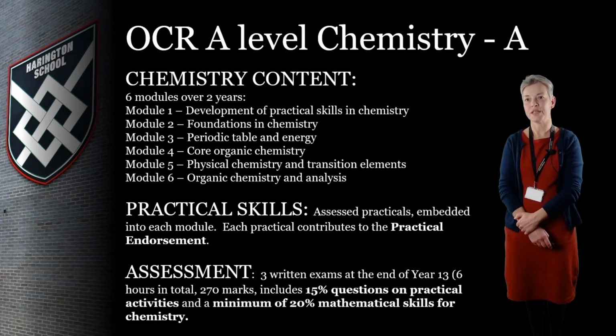We study OCR A-level chemistry, that is A route rather than B route. There are 6 modules spread over 2 years. You study modules 1 to 4 in year 1 and modules 1, 5 and 6 in year 2. There's some practical skills. We do a lot of practical classes, and the assessed practicals contribute to the practical endorsement at the end. There are 3 written papers at the end of year 13, 6 hours in total, and 15% of those questions will be on your practical activities and a minimum of 20% on mathematical skills for chemistry.